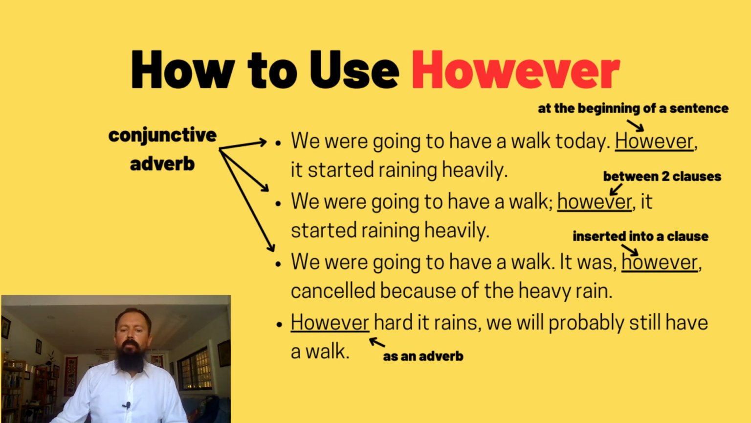On the screen here, we can see 4 sentences that include the word however, and you can see that each of them is a little different. They have different positions in the sentence or different punctuation marks that they're used with. The first 3 are conjunctive adverbs, and the last one is an adverb. And we're going to look at each of these considering them to be their own basic rules.